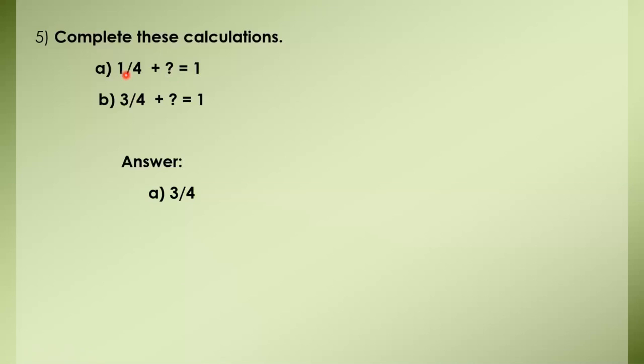That's why I told you to find it in this way, because this is the simplest way. Without any calculation, you can easily find it. If so, here 3 by 4 plus what gives you 1? So how will you find it? Here the denominator is 4, so we will write the denominator as 4.